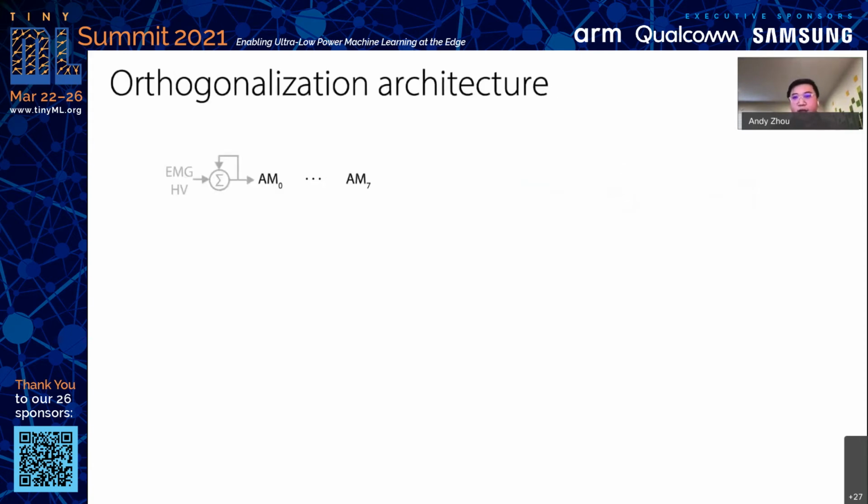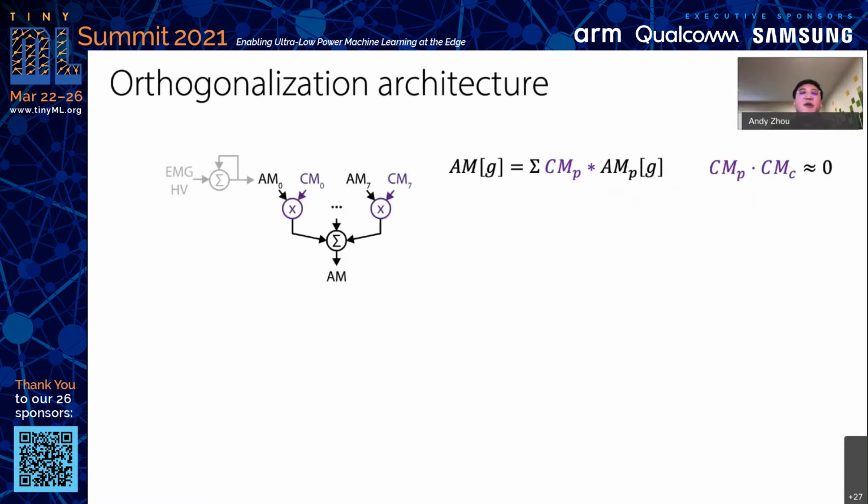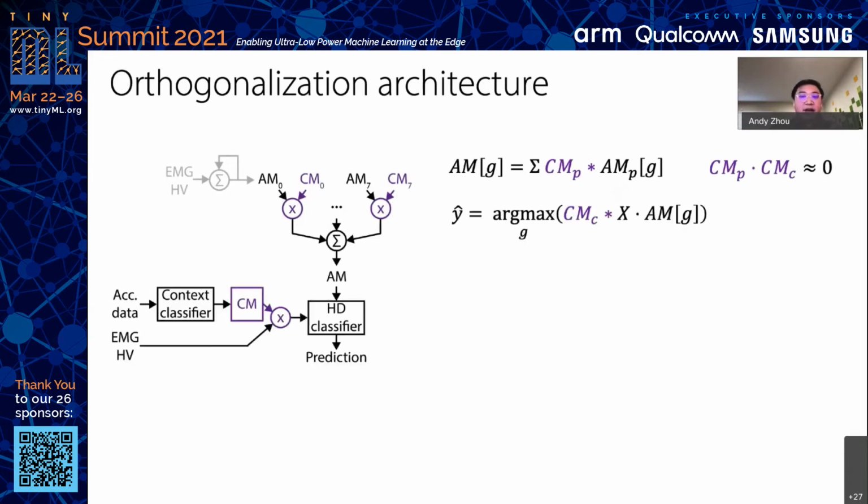Again, we're going to start with our context-specific associative memories. Now, before we superimpose them, we first bind them with the context hypervectors representing the different limb positions. And we require that hypervectors representing different contexts be orthogonal, which we achieve by generating them randomly. During the inference step, we also bind the query hypervector with its associated context hypervector, which can be determined through classification of the accelerometer signals.